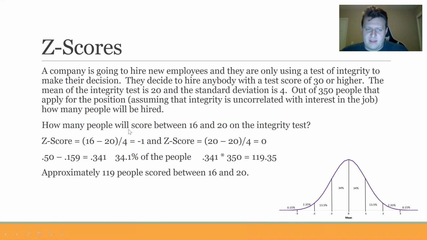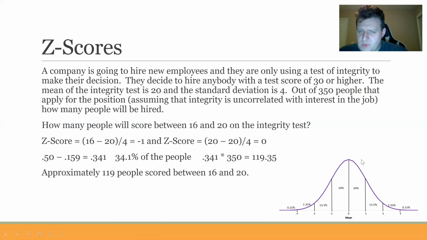The first thing we need to do before we begin this problem is find the z-scores. For a 16, the average on the test is a 20, so 16 minus 20 is -4. -4 divided by 4 gives us a -1 z-score. How about the 20? 20 minus a mean of 20 gives us 0, and 0 divided by 4 gives a z-score of 0.